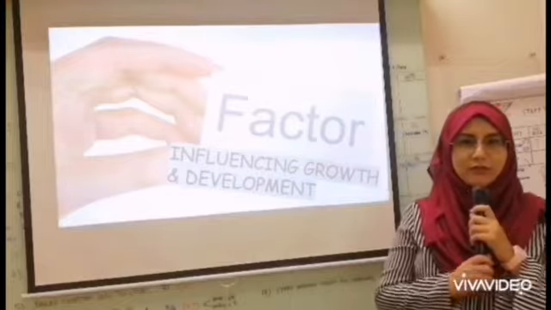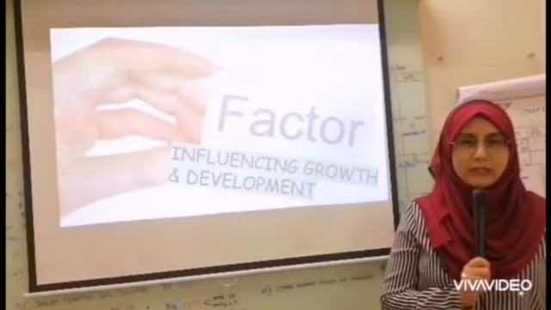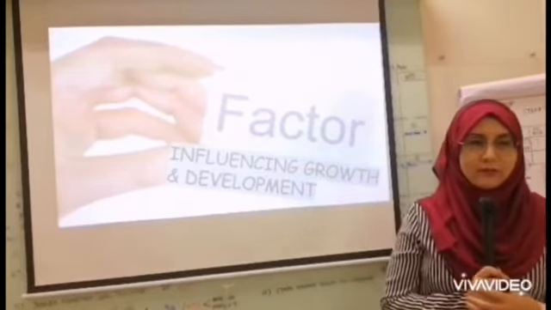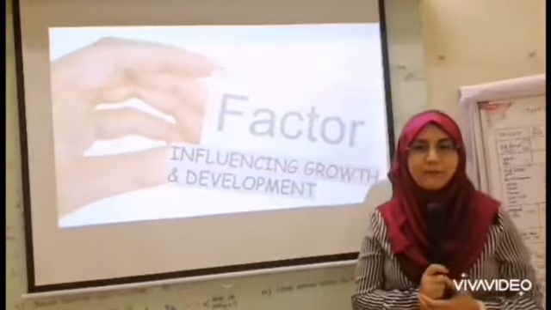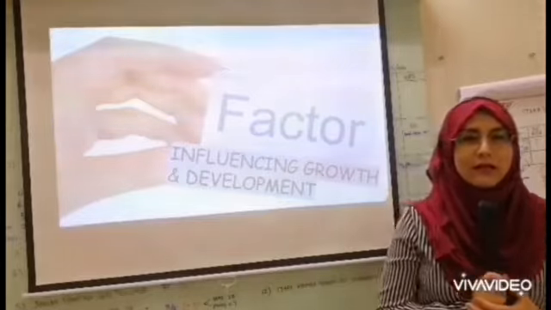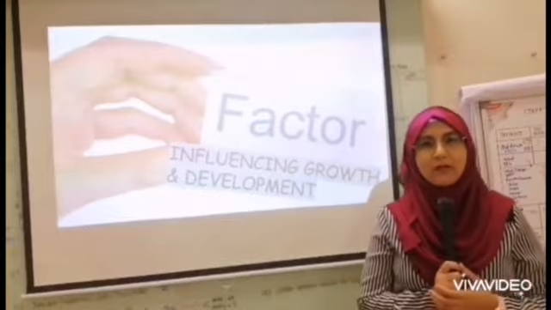Assalamualaikum warahmatullahi wabarakatuh. I am Hanisa binti Isamuddin, would like to present my part, which is factor influencing growth and development for the infant age 0 months to 3 months old.